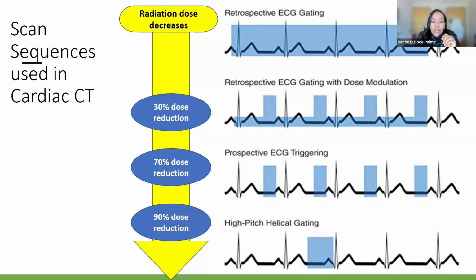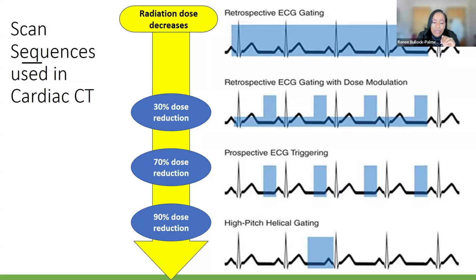Most oftentimes when we're doing retrospective, we're doing it with dose modulation, where we drop the dose during the systolic phase and then ramp up the dose in the diastolic phase. Sometimes we may flip that depending on what we're looking at for congenital patients, and also dependent on what the patient's heart rate is, or even heart rhythm. Usually that leads to a 30% dose reduction with dose modulation.